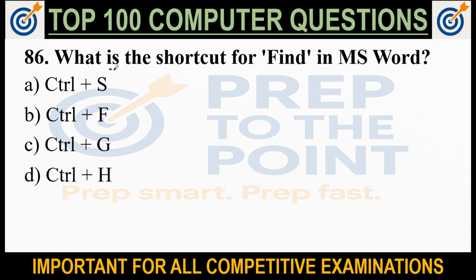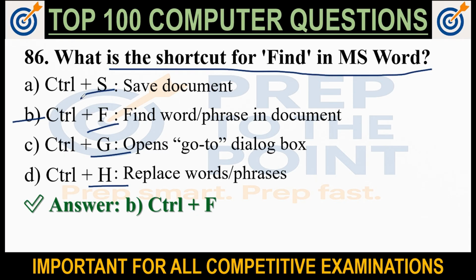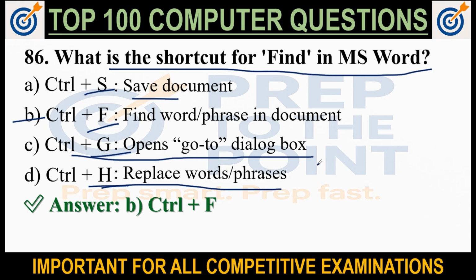What is the shortcut for find in MS Word? Ctrl S, Ctrl F, Ctrl G or Ctrl H? The right answer is Ctrl F. Ctrl S is for save document. Ctrl G opens go to dialog box and Ctrl H is for replace words or phrases.